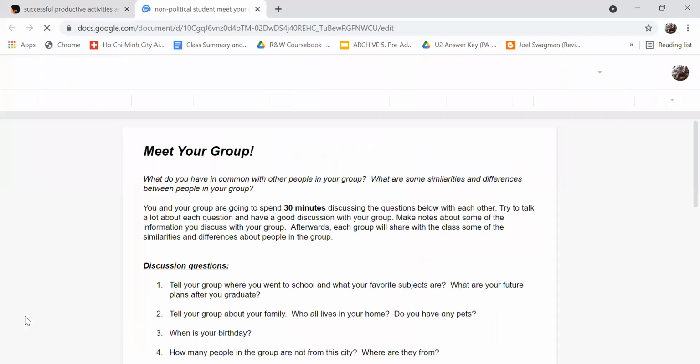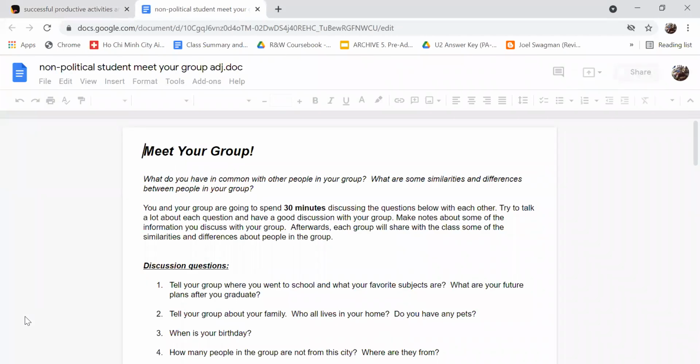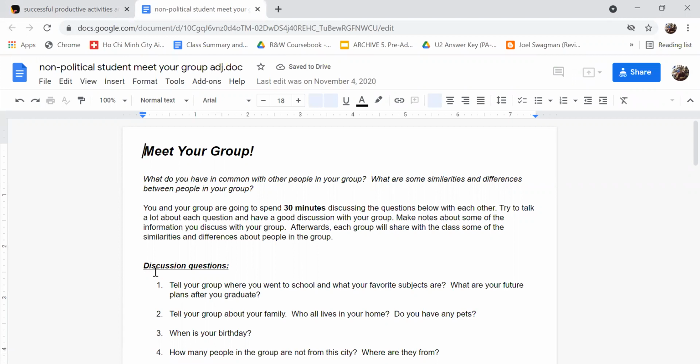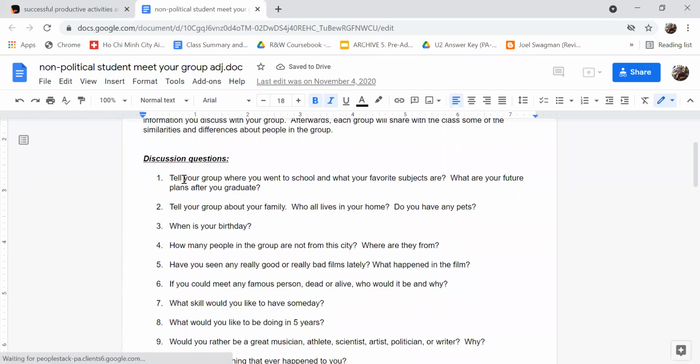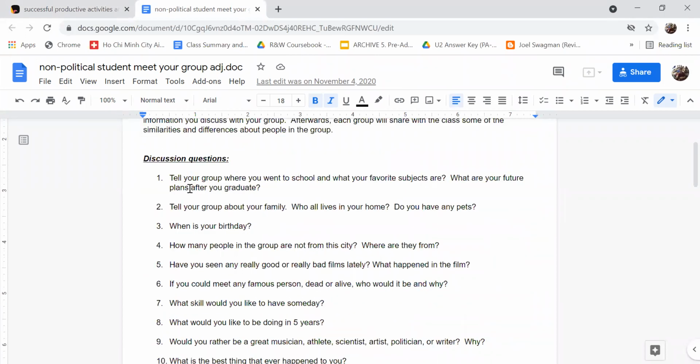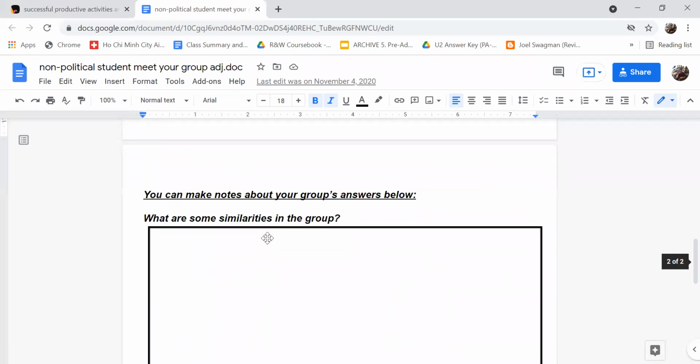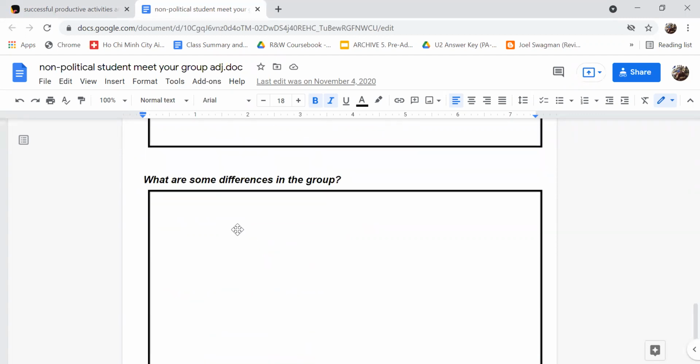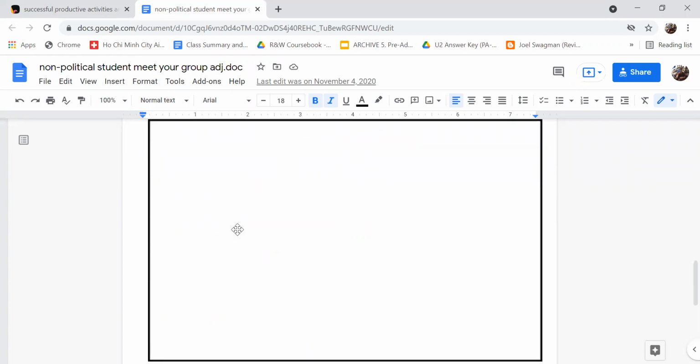The students are put into groups of maybe 3, 4, or 5 people, and they're given a list of discussion questions and a time limit. As they go through these discussion questions, they discuss them together and then note down what is similar in their group, what things are the same for all of them, and what are the differences in the group.